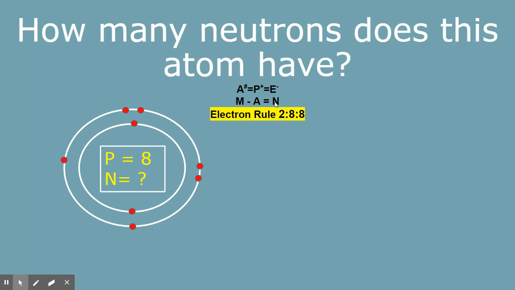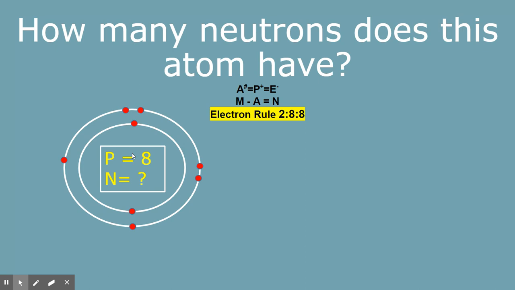Neutrons. All right, so again, here we are at N. Mass minus atomic number equals neutrons. They give you protons here. These two numbers have to add up to the mass. Okay, so let me say it again. These two numbers have to add up to the atomic mass.